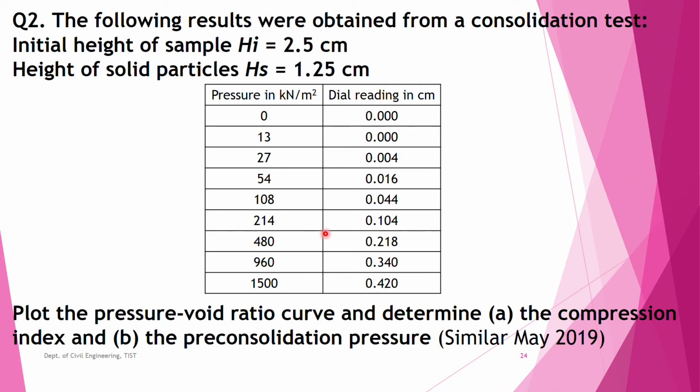If you observe the question, we need to plot a graph between void ratio and pressure. For the compression index, Cc, and for the preconsolidation pressure, the plot has to be between void ratio e and log sigma bar, log p. So we need to plot the pressure on a log scale, a semi-log graph. On the y-axis you plot void ratio, and on the x-axis, on the log scale, you plot the pressure given in the question. For plotting this curve, we need to find the void ratio at each pressure value.